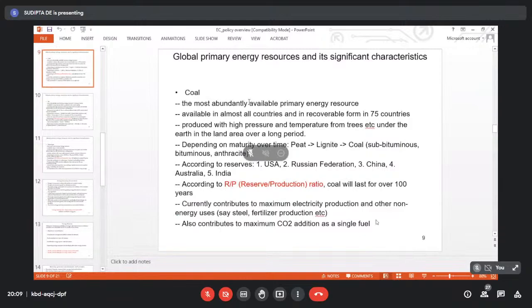So then obviously we have found out that coal has certain characteristics with respect to formation, and certain characteristics with respect to the reserve and the consumption. As you can find out, the R by P ratio, reserve by production ratio, is the most important aspect. And from there, we can find out that this reserve by production ratio is not a constant value.